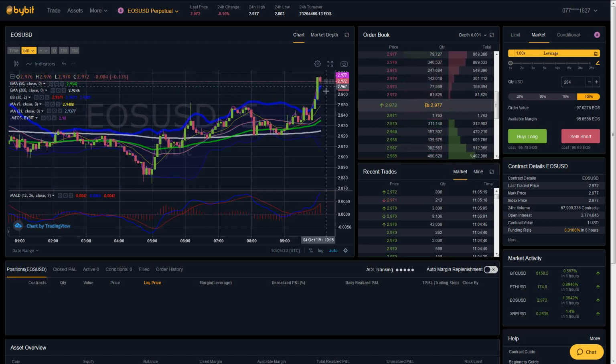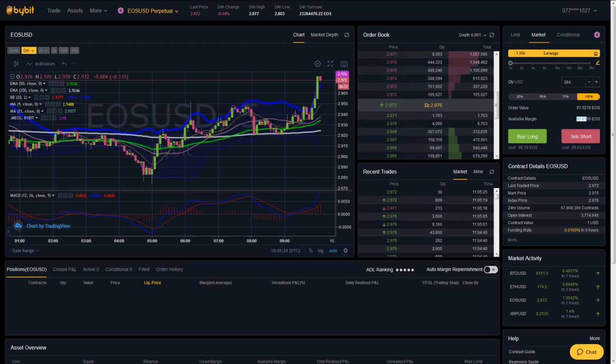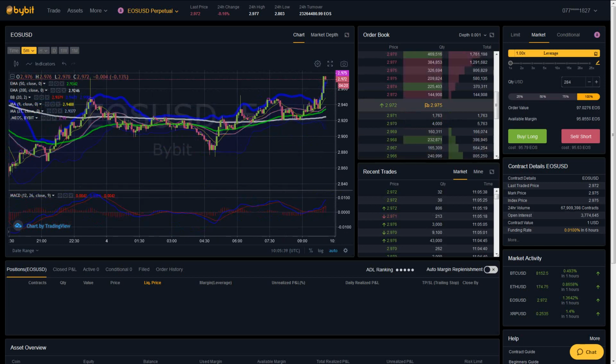But if it were to go down, I would be losing my actual EOS. It would be going down in value, clearly, but more importantly, I would actually lose some of the EOS I've got in my margin account. So all the 95 EOS that I've got, let's say if it dropped by 10%, I would lose 10% of this, so it would be down just short of 10 EOS. So there's a few things you need to bear in mind when you do these trades.